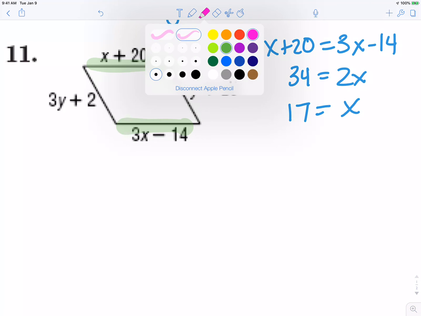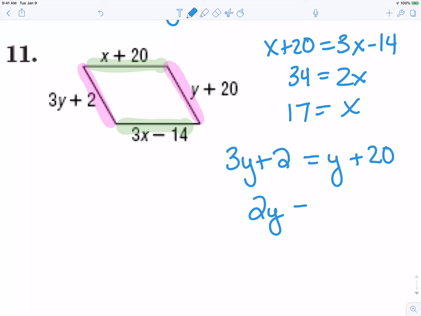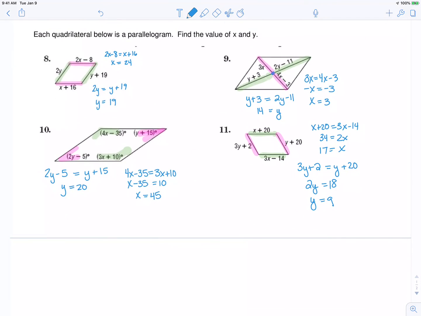And since it's a parallelogram, this pair of opposite sides are also congruent to each other, so 3y plus 2 is equal to y plus 20. Subtract y from both sides, subtract 2 from both sides, you get 2y equals 18. Divide by 2, y is 9.